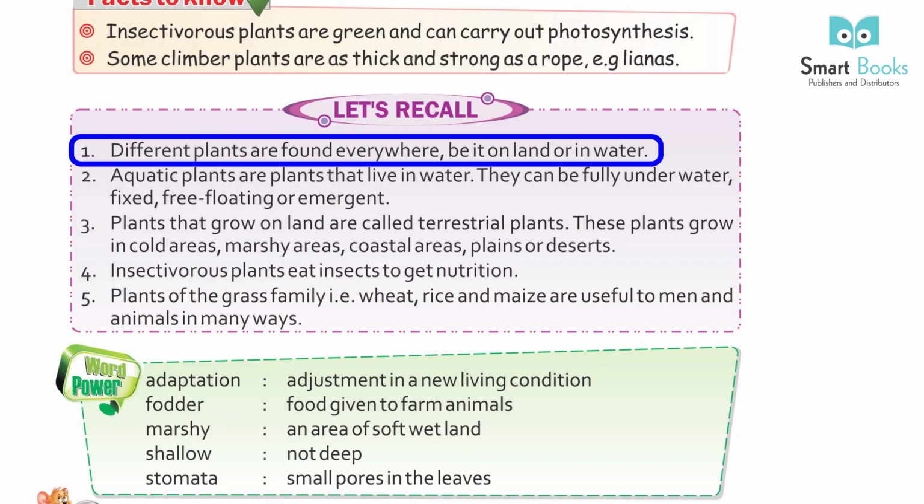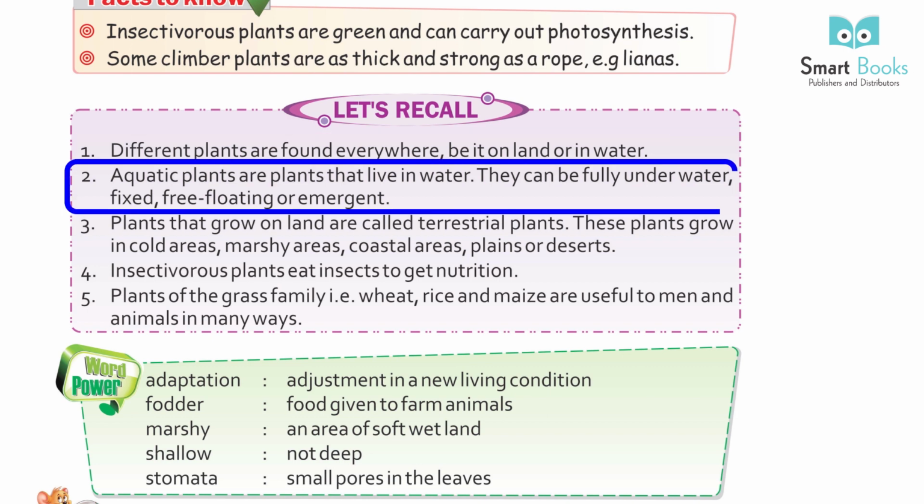Let's recall: 1. Different plants are found everywhere, be it on land or in water. 2. Aquatic plants are plants that live in water. They can be fully underwater, fixed, free floating or emergent.